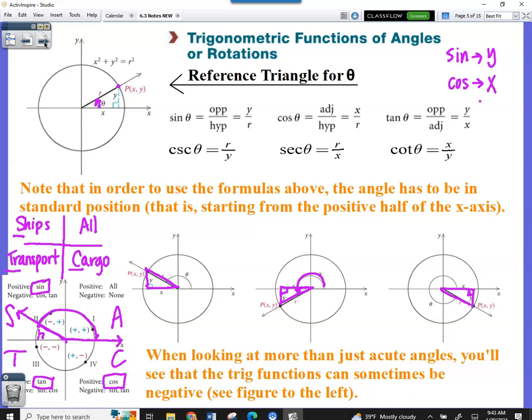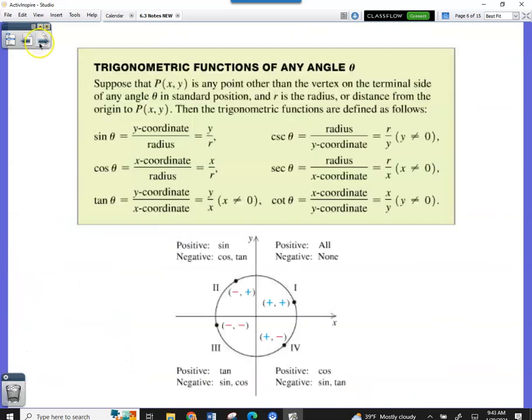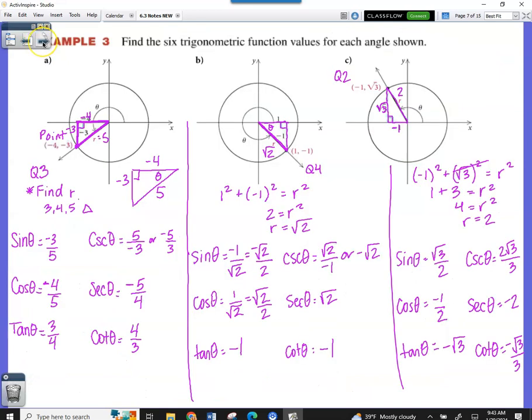Then we talked about finding the trig function values based on how the picture is presented. Right here, the pictures were presented to you. You just had to label x, y, and then find r using the Pythagorean theorem. This is the same concept in all 3 problems. It just gets more challenging because of the radical. It's the same thing though.